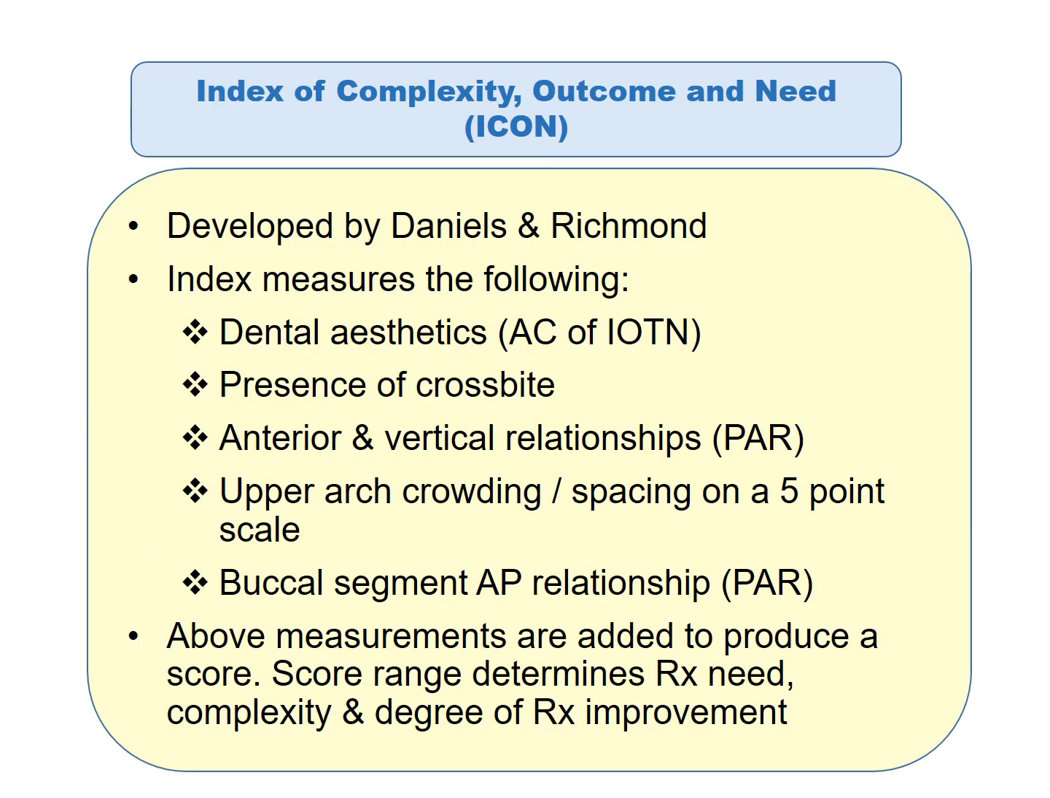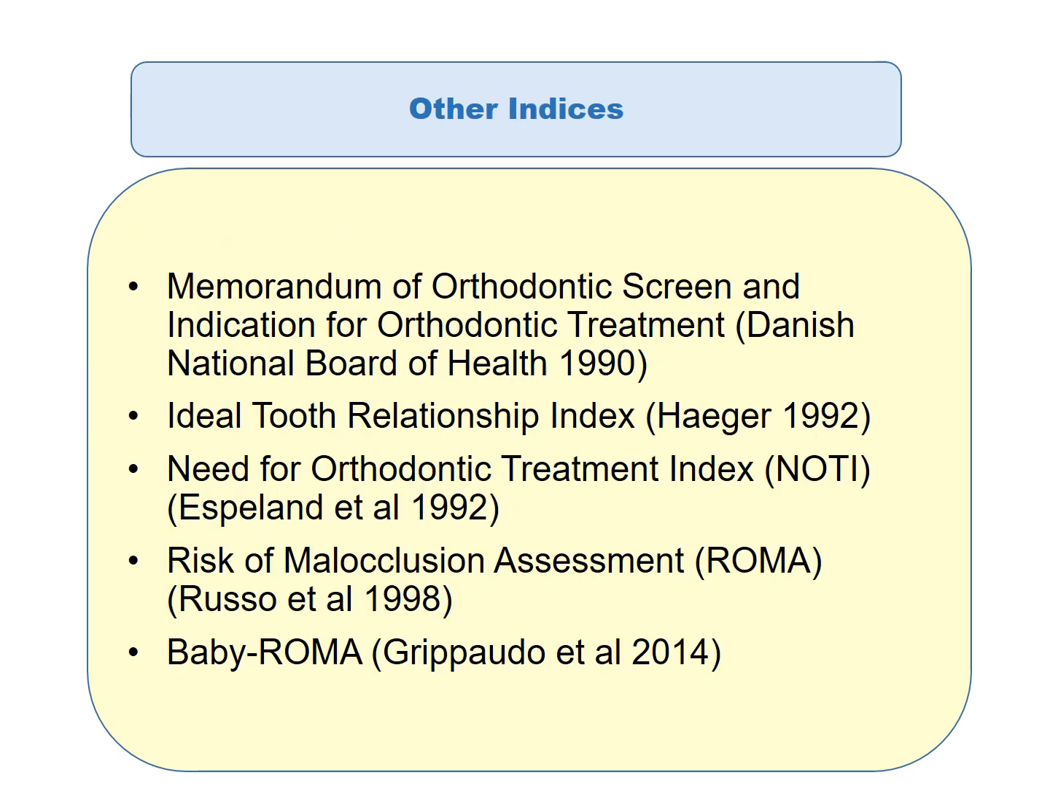Now, the next index we're going to talk about is the Index of Complexity, Outcome and Need, going by the acronym of ICON. This was developed by Daniels and Richmond. The index measures the following: the dental aesthetics as given by the aesthetic component of IOTN, the presence of crossbite, anterior vertical relationships as determined by the PAR index, upper arch crowding and spacing on a 5-point scale, and buccal segment anterior-posterior relationship as determined by the PAR index. The above measurements are added to produce a score, and this score range determines the treatment need, complexity and degree of treatment improvement.